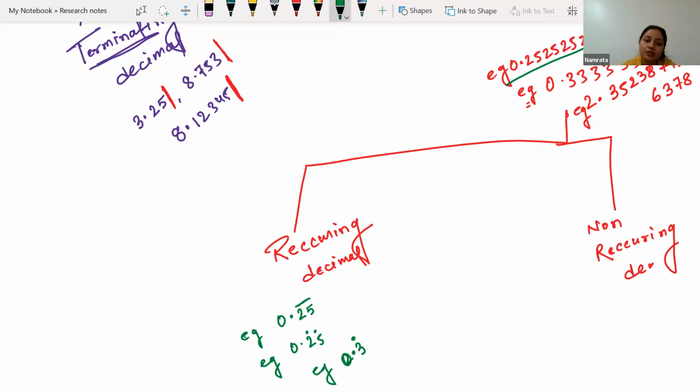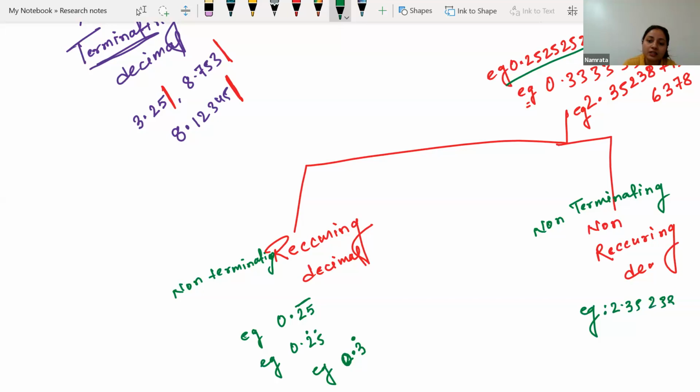The proper name for this one is non-terminating recurring decimal, and for the other one, non-terminating non-recurring decimal. The example is the same example, which I will copy from above: 2.35, 2, 3, 8, 7, 1, 5, 6, 3. That means it is non-terminating. There is no stoppage at all. It is not getting stopped.